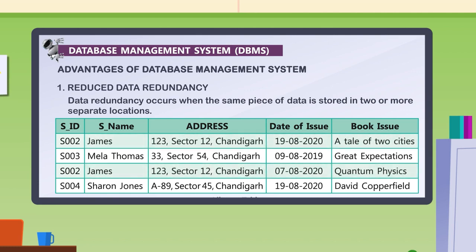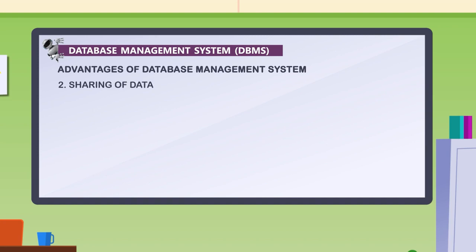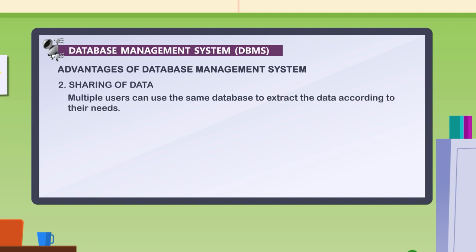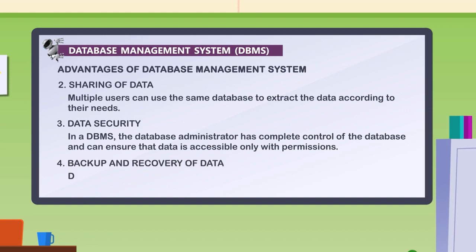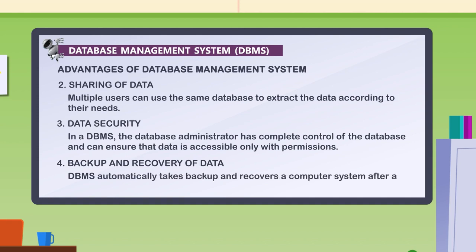Second advantage is sharing of data, meaning multiple users can use the same database to extract the data according to their needs. Third is data security. In a DBMS, the database administrator has complete control of the database and can ensure that data is accessible only with permissions. Fourth and last is backup and recovery of data. DBMS automatically takes backup and recovers a computer system after a crash or system failure.